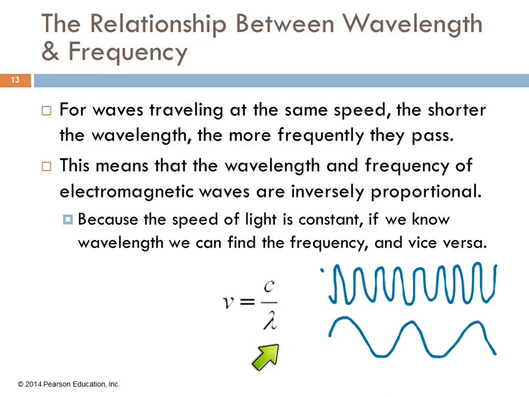Wavelength is lambda. It's another Greek letter. So here the wavelength is long, the frequency is small. I was going to say short, that doesn't make any sense. Small frequency, long wavelength. This is a high frequency because it's got a short wavelength. Does that make sense?